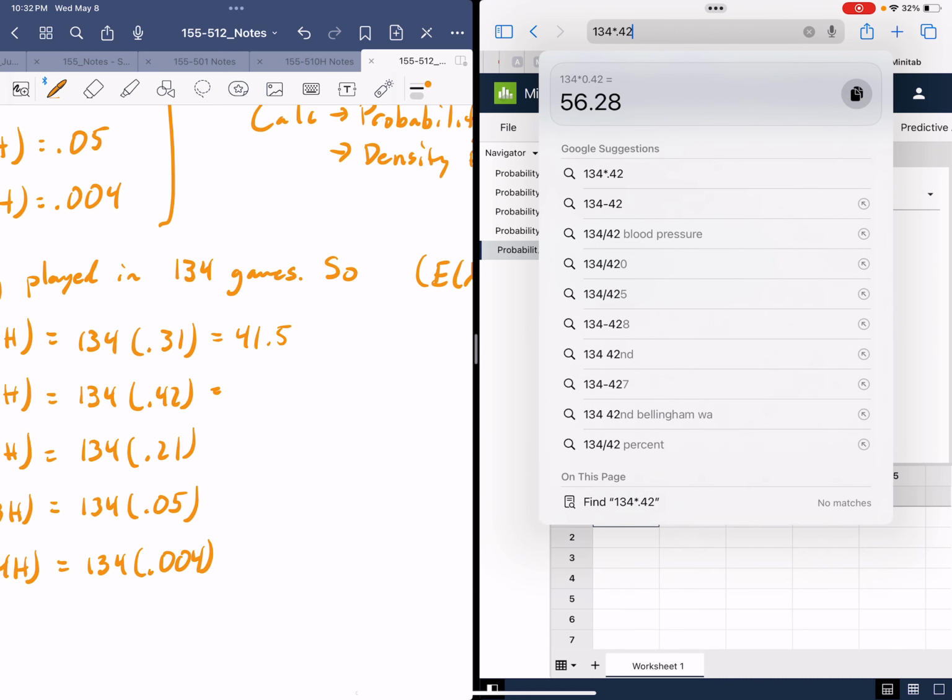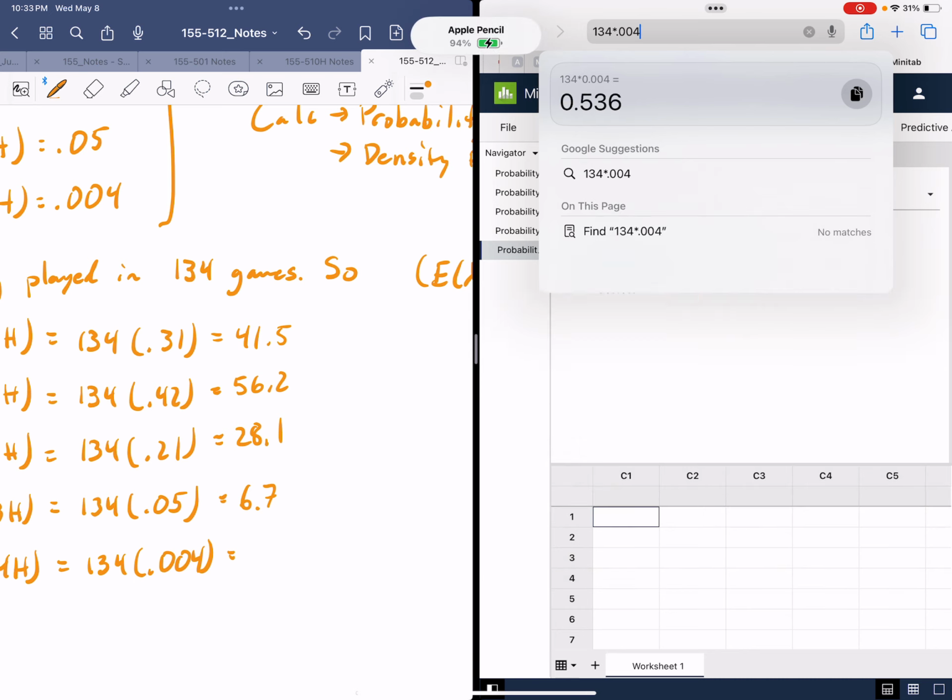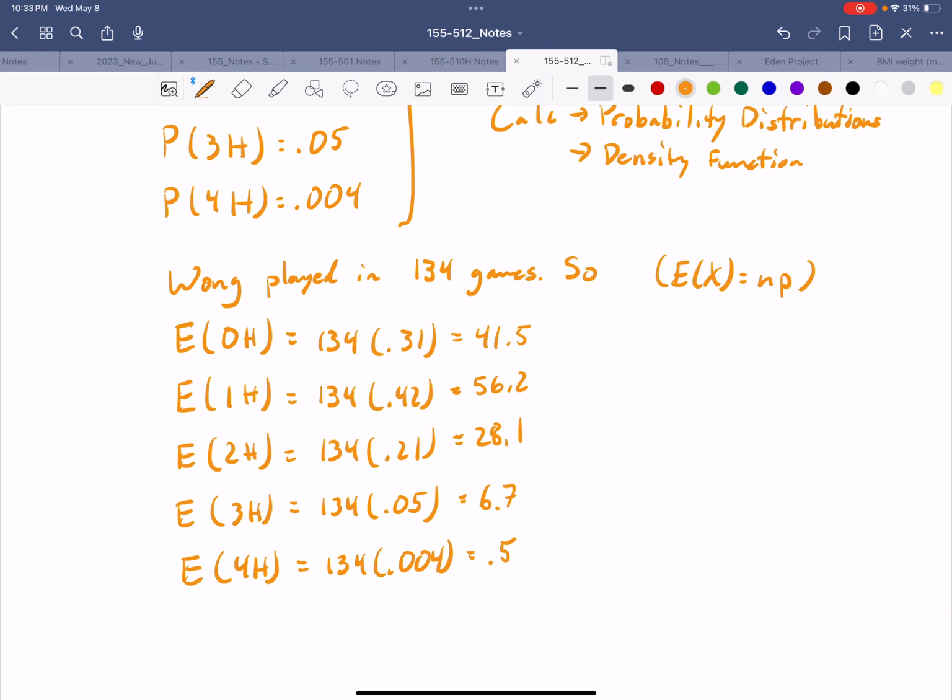So for this, it's going to be 56.2. 28.1. 6.7. And then 0.5. Okay, so let's interpret these results really quickly, okay?